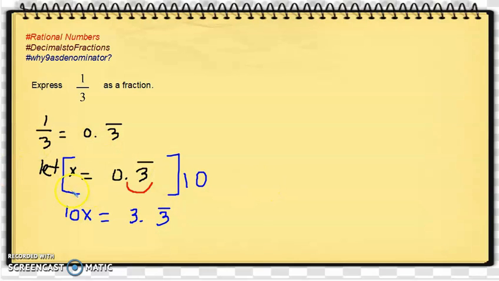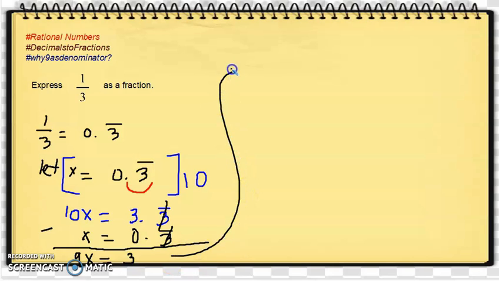We then again write x here to be 0.3 with a bar on top. So we now have two equations: 10x equals 3.3 with a bar on top, and x equals 0.3 with a bar on top. Our goal is to get rid of the non-terminating decimal, the 0.333 there. So we subtract the two equations. 10x minus x will give us 9x. And the 3.3 with a bar on top and 0.3 with a bar on top, when subtracted, eliminate the decimal part. So we now have 3.